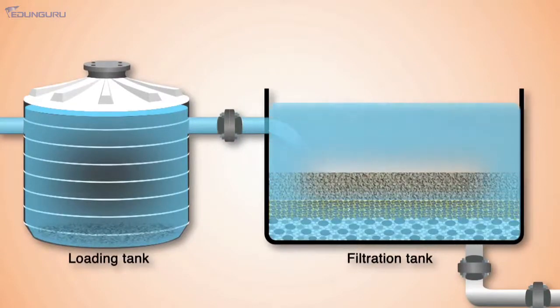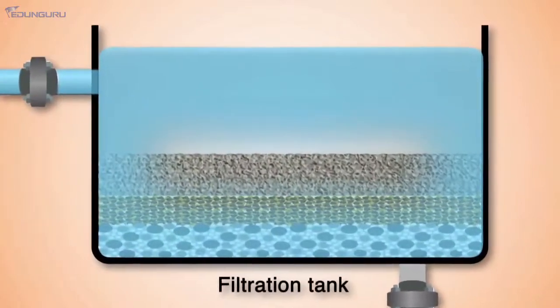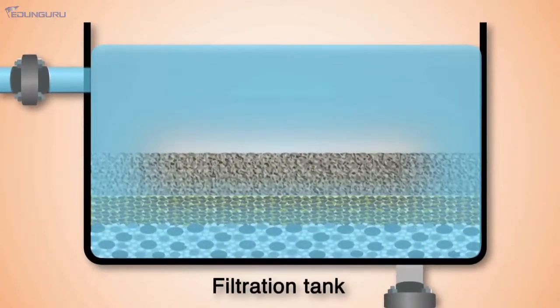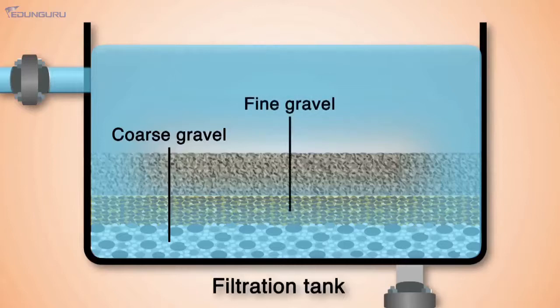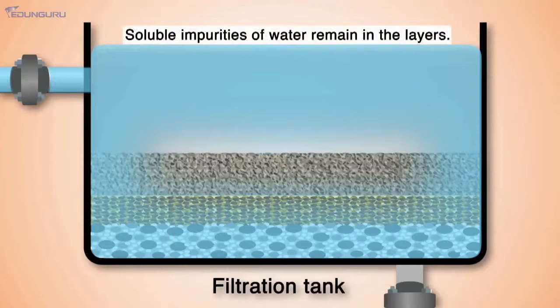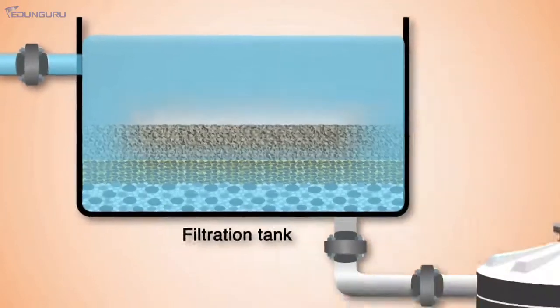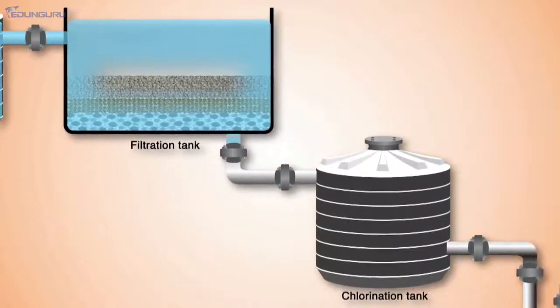The filtration tank contains 3 layers. The layer at the bottom of the tank is made up of coarse gravel. The second layer is made up of finer gravel. And the last layer on the top is a thick layer of fine sand. When water passes through this filtration tank, the insoluble impurities will remain in the layers. And then the water from here is moved into the chlorination tank.